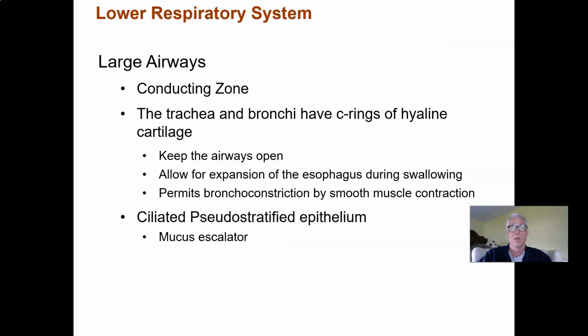The conducting zone in the lungs represents airways, pipes that can carry the air down to the respiratory zone where the actual gas exchange will happen. So the trachea and bronchi have C-rings of hyaline cartilage in the walls. We call them C-rings because they're not continuous circular arrangements of cartilage. They're just partial rings of cartilage so that the airways can be narrowed or expanded, and also the esophagus can expand during swallowing.